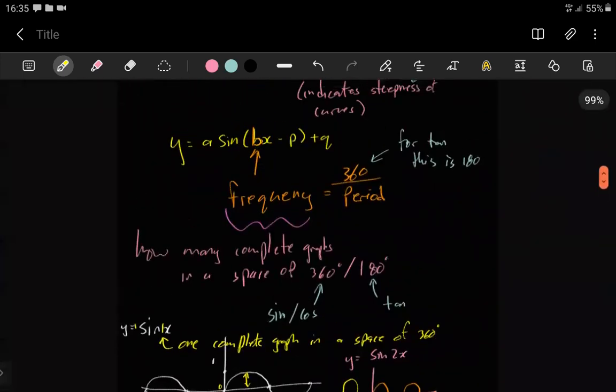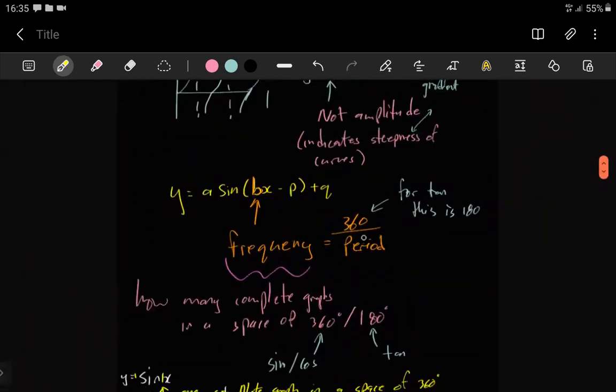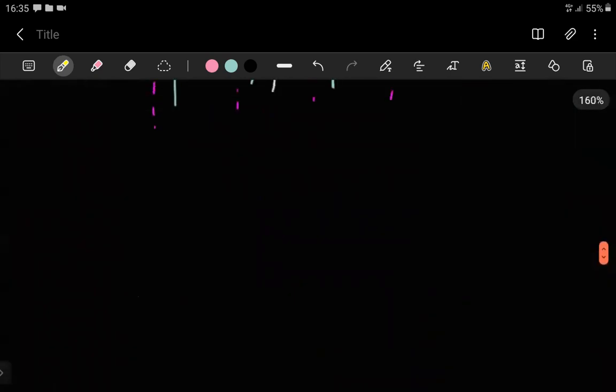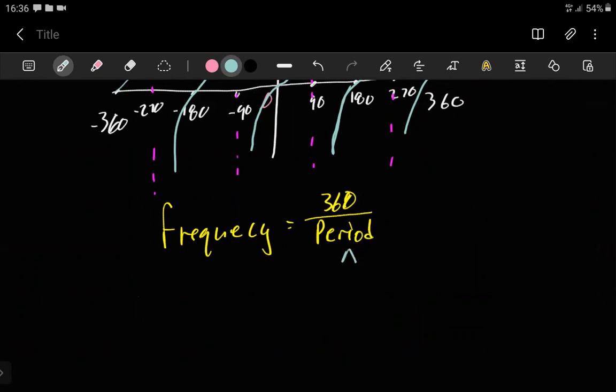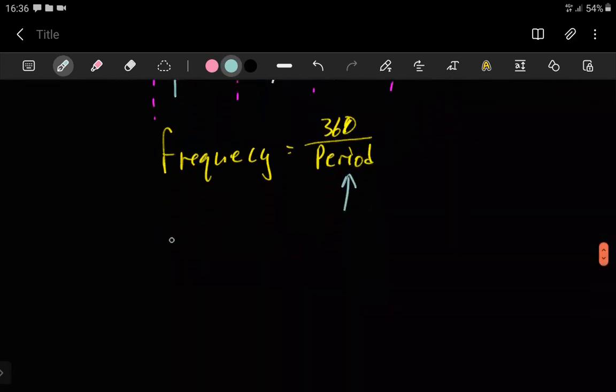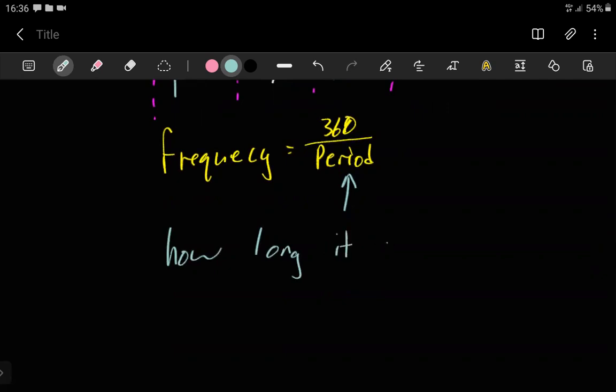Perfect. So while we're still on this formula, you see that it says frequency is equal to 360 divided by the period. That's because the frequency and the period are more like yin and yang. They just work together. Where there's a period, there's always a frequency. So the definition of period in this case is just how long it takes to get a complete graph.